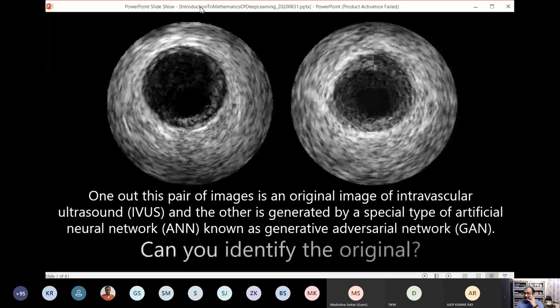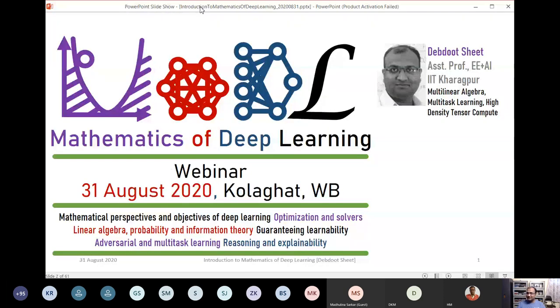So let's get into the actual one, what I wanted to discuss. Today I'm more focused on discussing the introduction to mathematics of deep learning, and I'm going to focus on a couple of these points which I have written over here.